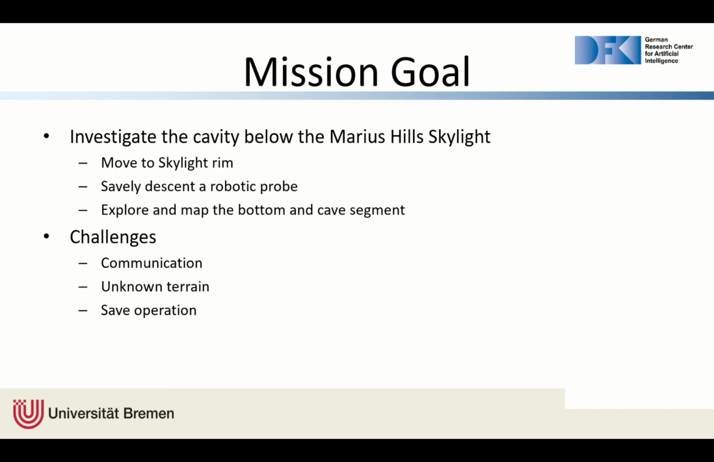This has some specific challenges. We need to solve the communication to Earth while inside the cave. We have unknown terrain inside the cave, though there are expectations of what to expect there. And we need to ensure safe operation of the robot, so we might not lose the robot at any cost.